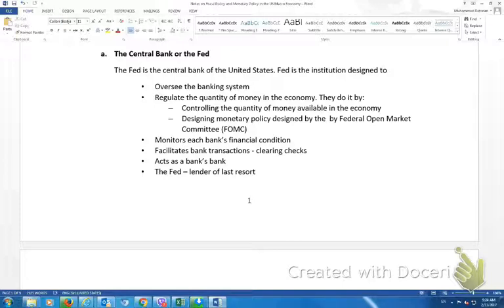Another very important role of the central bank is that the Fed acts as the bank of the banks, right? It's a bank of the bank. What does that mean? It means that just like you and I have accounts with our bank, all banks in the USA have accounts with the Fed. The Fed uses those accounts for a variety of reasons to basically stabilize the monetary system in the USA.